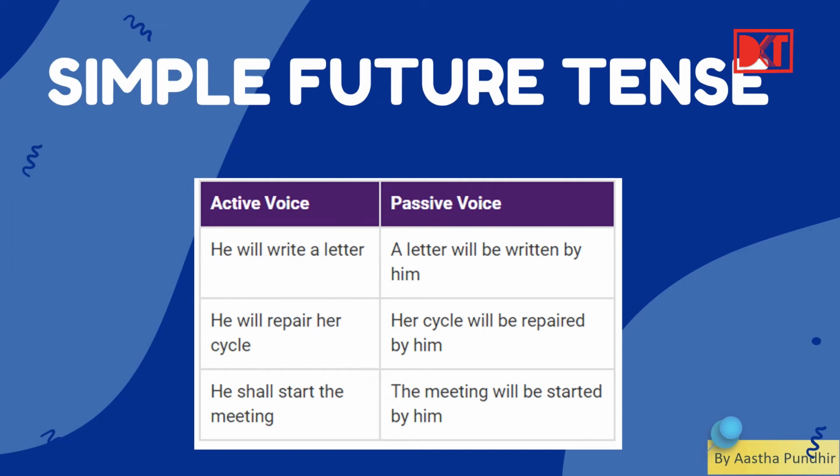Okay, so this one is simple future tense. Simple future tense, how will it change? Changing to the past participle. Let's see. He will write a letter. A letter will be written by him. Okay. He will repair her cycle. Her cycle will be repaired by him.